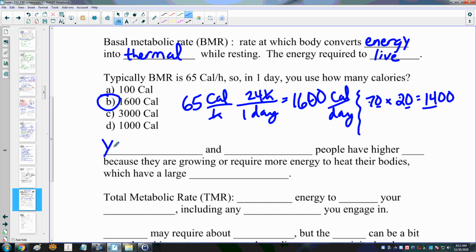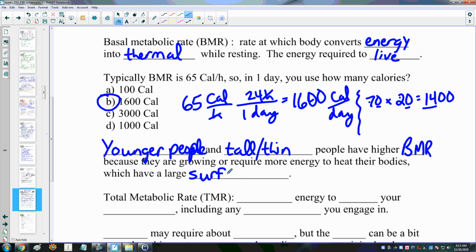Younger people tend to have a higher BMR. This is because younger people are growing and their body just requires more energy to live. But then also tall, thin people tend to have higher BMRs. And the tall, thin people have a higher BMR because they have a higher surface area to volume ratio.